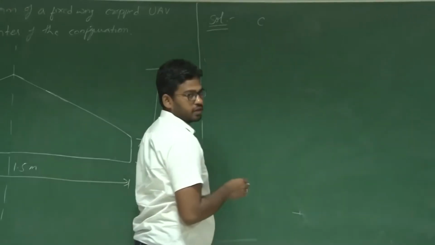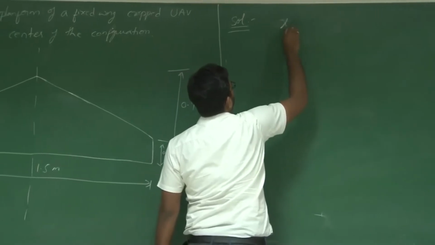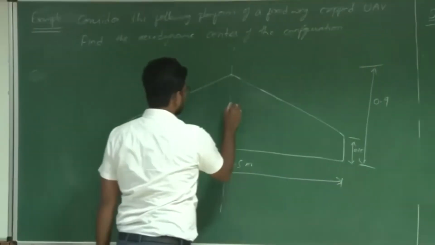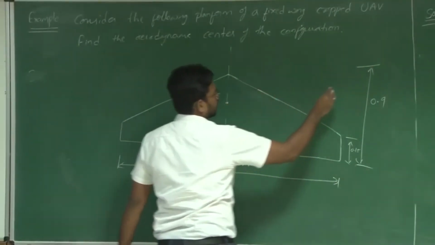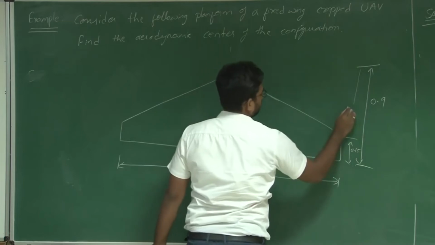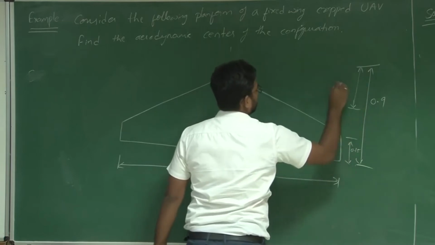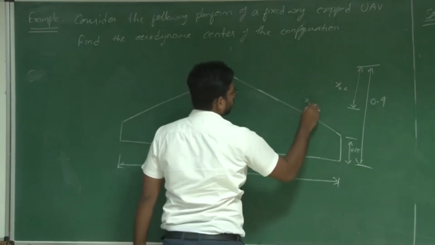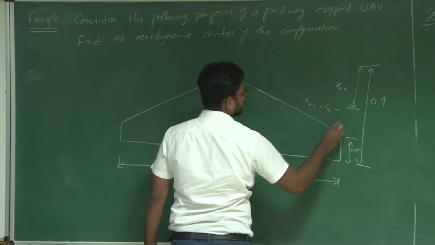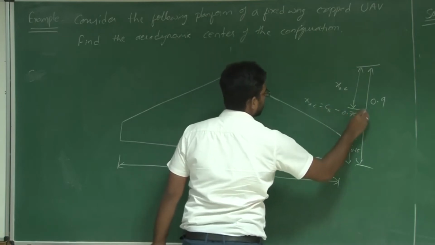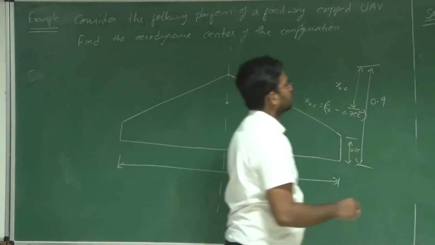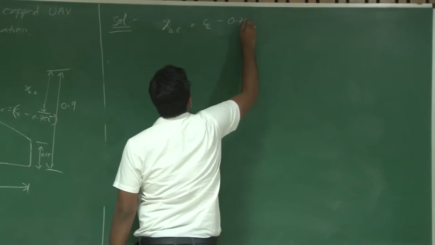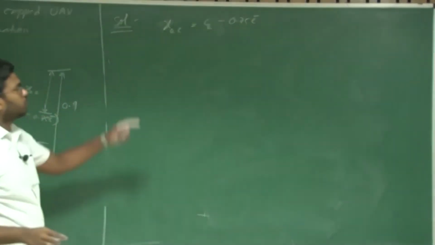So aerodynamic center XAC is equal to, we derived it, right? Say this is your x AC. So x AC is equal to CR minus 0.75 C bar. So what is x AC? CR minus 0.75 C bar. So I need to know what is C bar here.